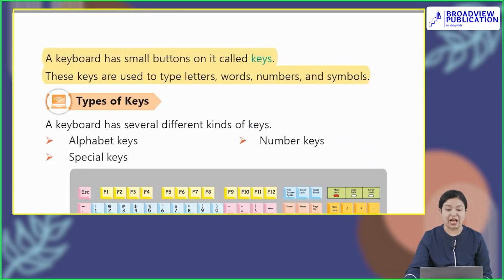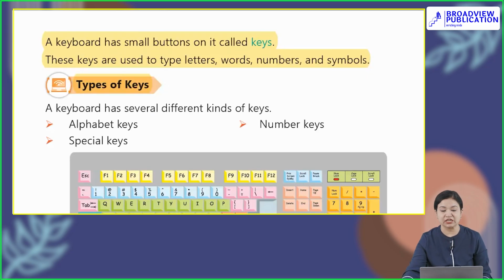So a keyboard has small buttons on it called keys. These keys are used to type letters, words, numbers and symbols. So do you understand? A keyboard has so many buttons, and those buttons are called keys, and we use those keys to type letters, words, numbers, symbols, etc. Now let's learn about the types of keys.